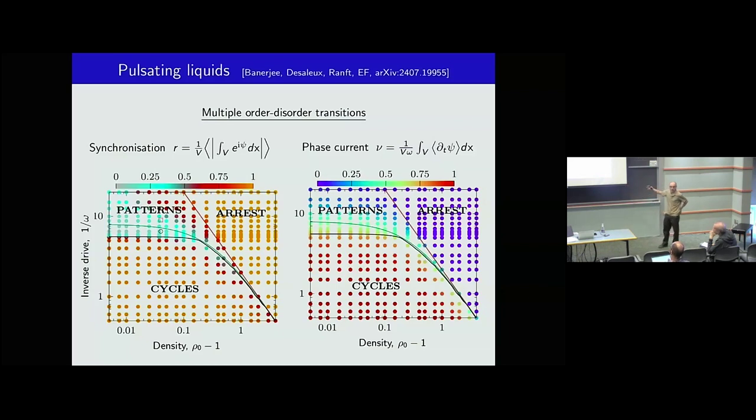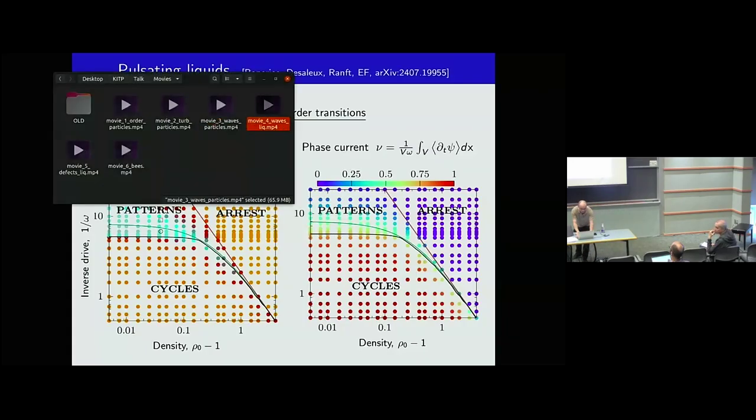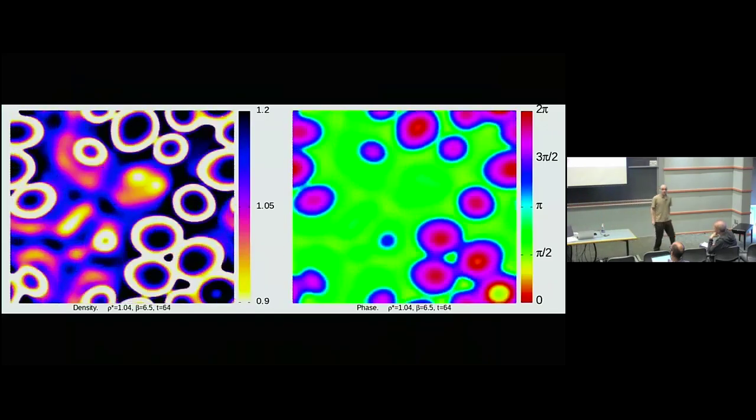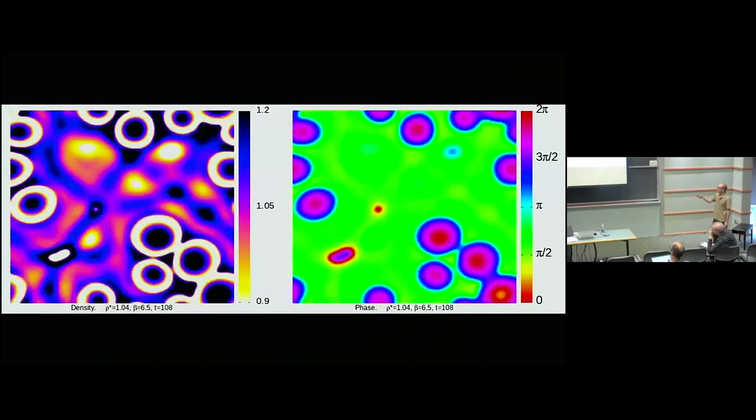Interestingly, in between arrest and cycles, as we saw previously, you have patterns, right? And let me show you now that these patterns correspond to waves where both the density and the phase are being driven. Okay, so you see these waves. On the right, they are waves of the phase.